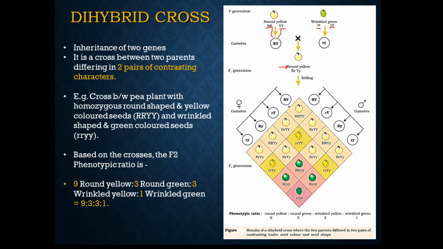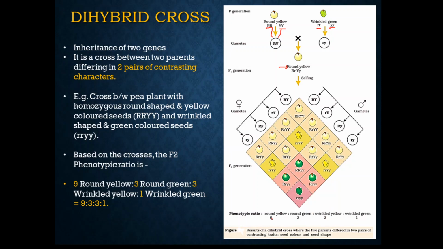From male and female we write all the possible gametes, and when we write them, we find various combinations of genotypes, and as we find various combinations of genotype, we find that different kinds of phenotype also exist. The phenotypic ratio is round yellow 9, round green 3, wrinkled yellow 3, and wrinkled green 1, so the ratio is 9:3:3:1. Totally 16, because 4 into 4 is 16.